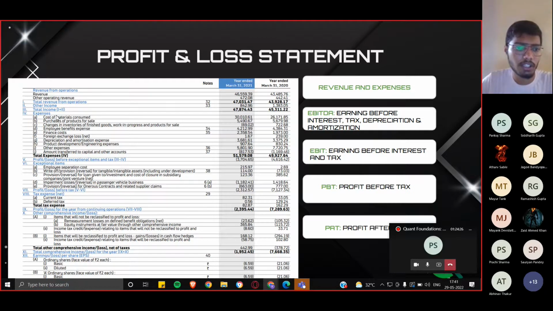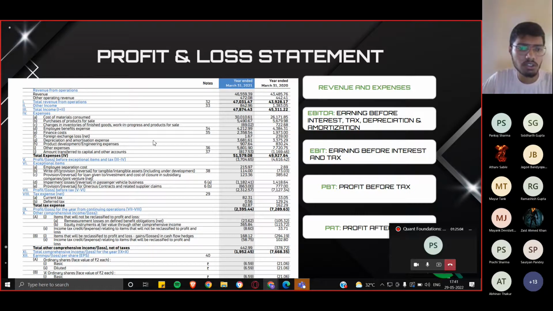Then its total income, then expenses. Expenses are cost of materials consumed, purchase of products for sale, then changes in inventories of finished goods, work in progress, which are self-explanatory. Employee benefit expense is basically, suppose you're taking policies for your employees, or giving them goods and so on. That kind of stuff comes in the employee benefit expense.